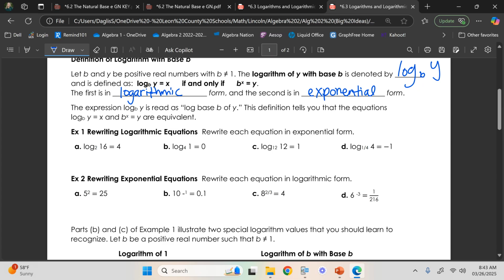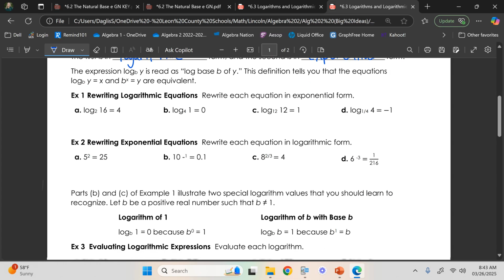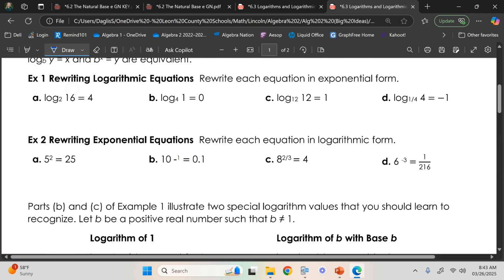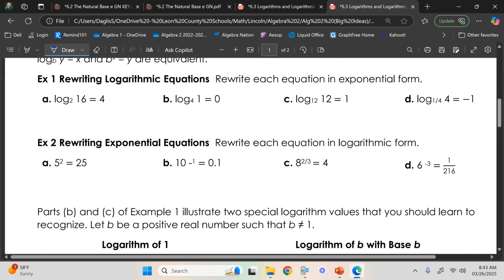All right, so let's rewrite some of these. Log base 2 of 16 equals 4. How can I rewrite that as an exponential equation? What's my base? 2. Didn't I say log base 2? So that base is the same. My base is still 2. What's our exponent? 4. And we're equal to what? 16.